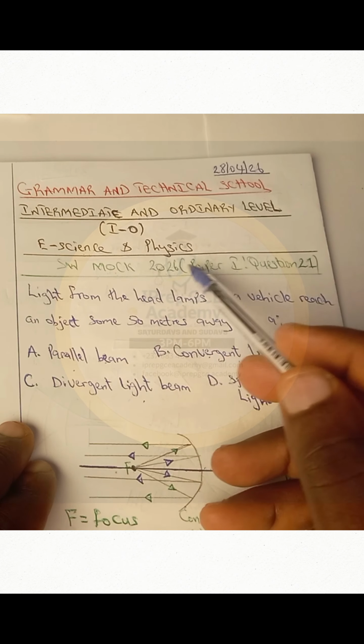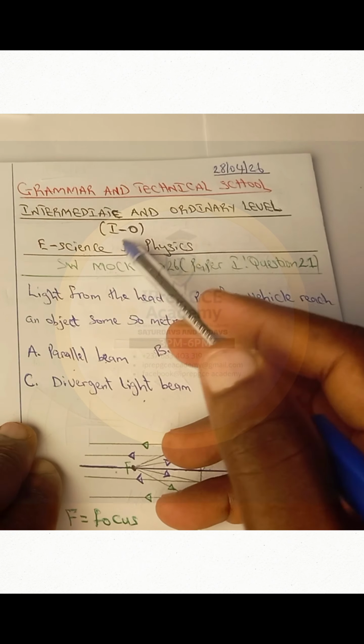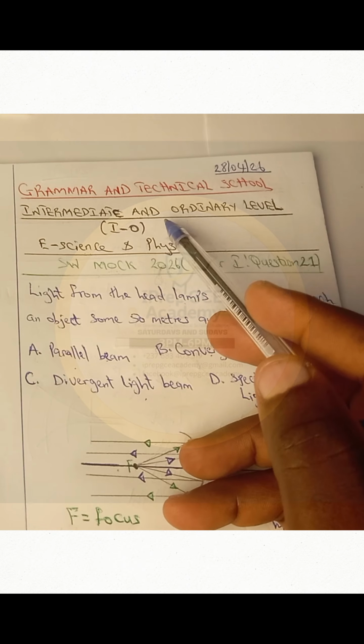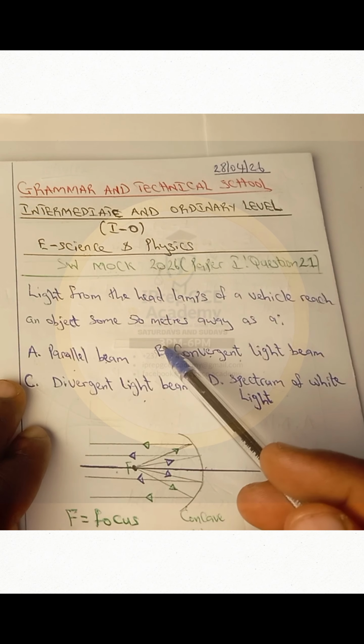Southwest Mock 2026, Paper 1, Question 21. This is engineering science for intermediate level. Grammar school students offering physics at the ordinary level also need this question.